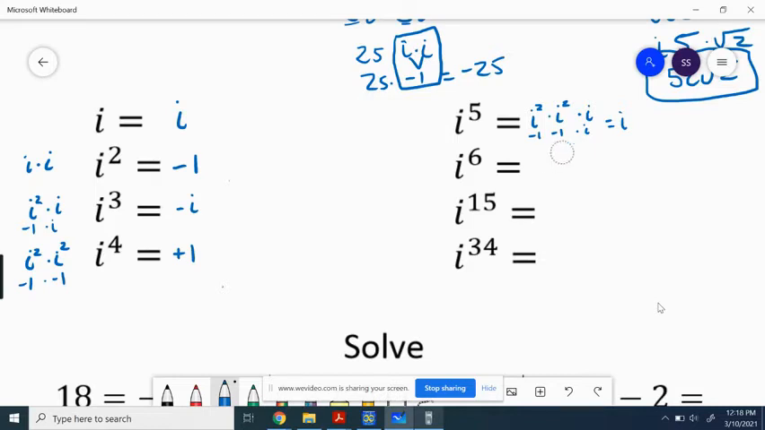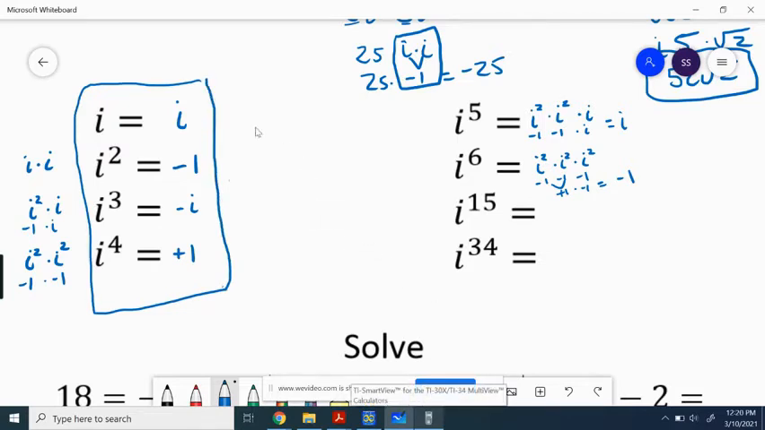Well, i to the 6th, I'm going to erase this a little bit. I to the 6th, you can think about as i squared times i squared times i squared. All right, so that's -1 times -1 times -1. -1 times -1 is +1. +1 times -1 is -1. All right, so what we're starting to recognize here is that this keeps repeating.